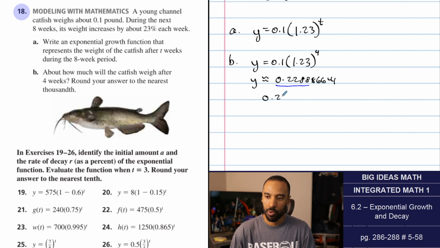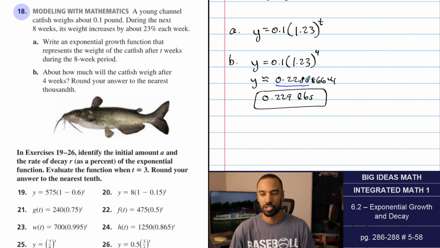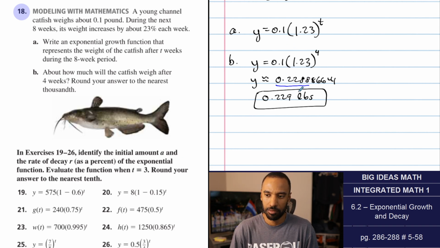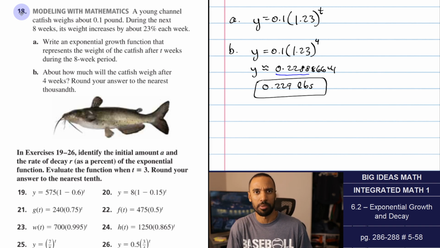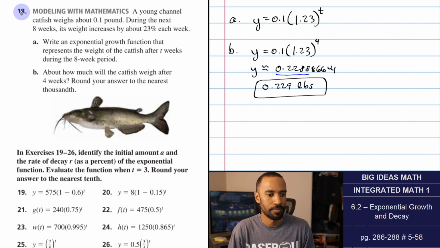So 0.229 pounds is the rounded version of the catfish, which is more than 0.1, right? It's almost about 2.5 times more than that after 4 weeks. So don't worry about the 8-week portion. That's just their model for what they're saying, how it applies. It's probably scientifically accurate. But after 8 weeks, maybe the model lessens over time. The catfish isn't just going to become like a 1,000-pound fish over time.